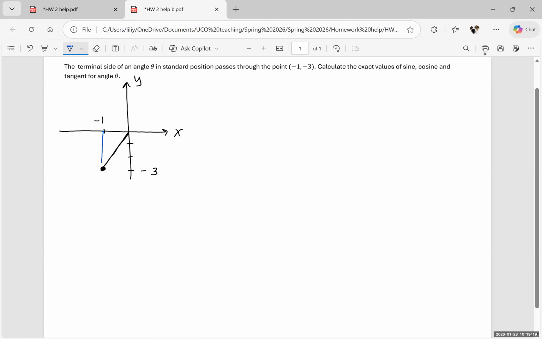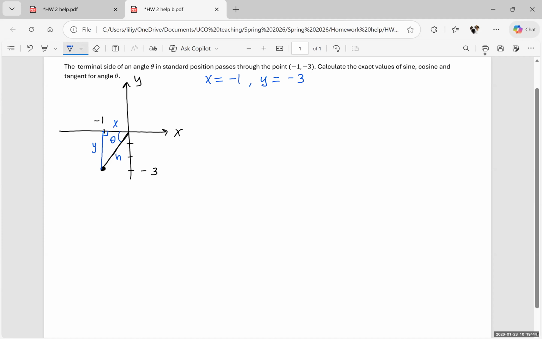with trigonometry by making a right triangle. So this angle will be theta, then this side will be x, this side will be y, and we also have the hypotenuse, h. Now here's what we know. We know that x equals -1. We know that y equals -3. We need to find the hypotenuse before we can do anything else here.